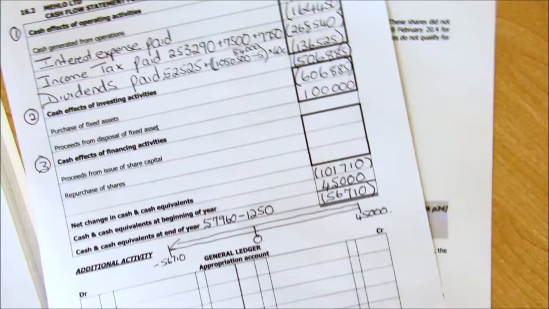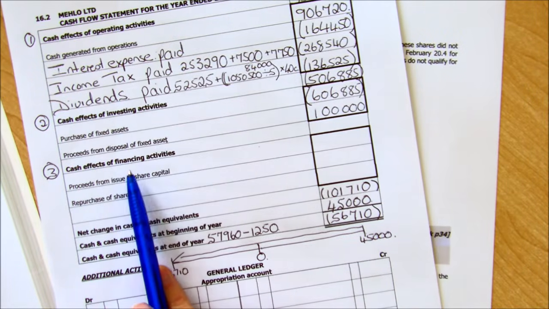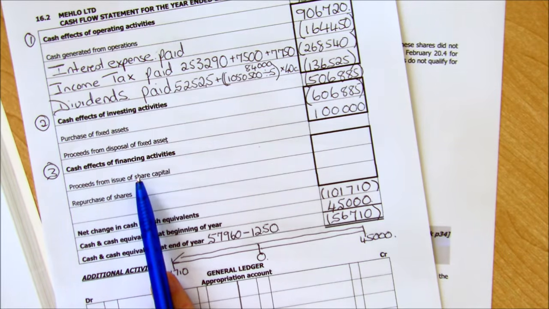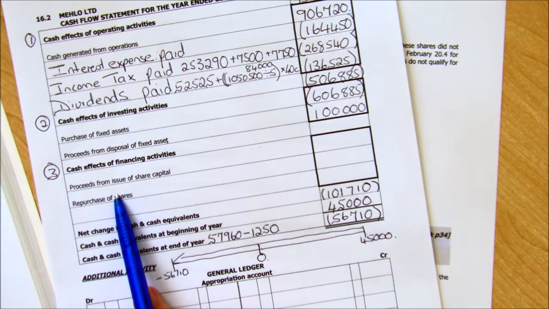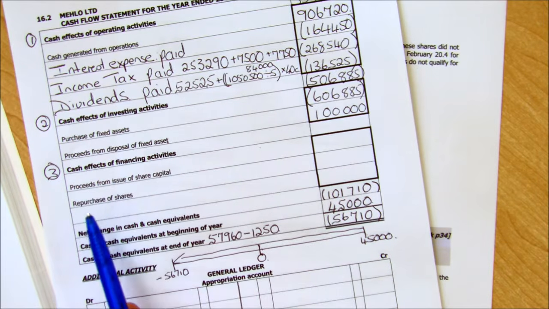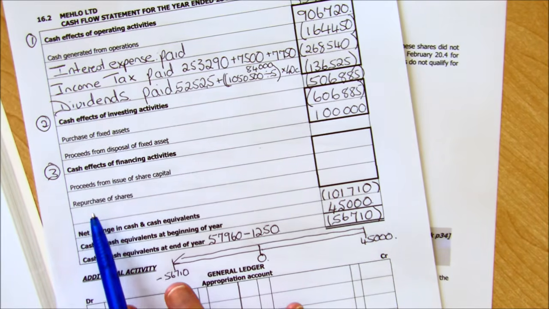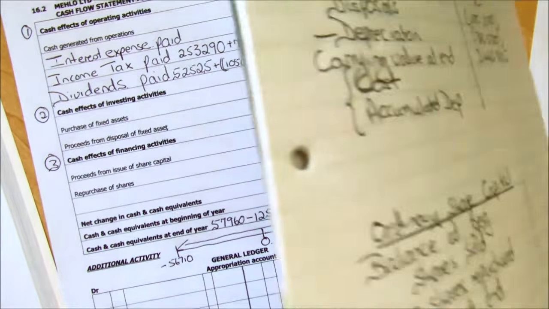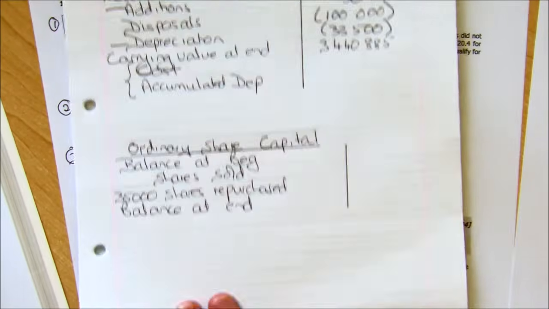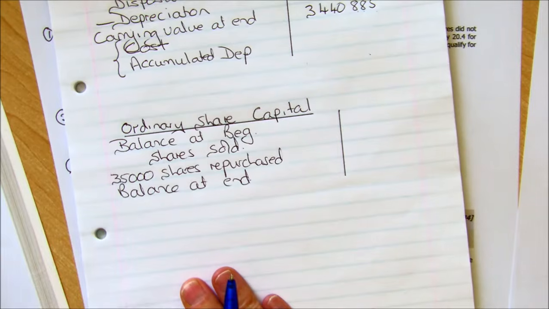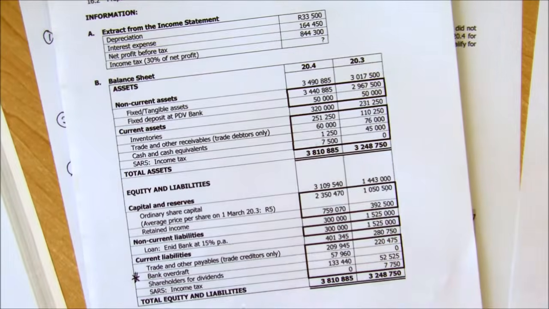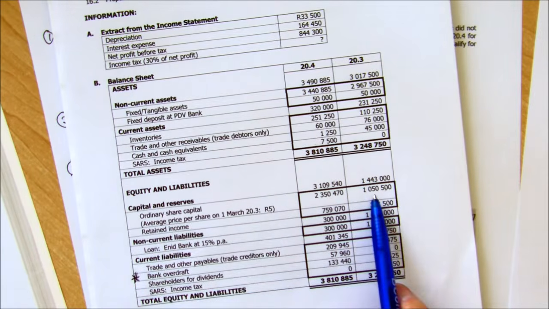Now, lastly, let's look at financing activities. Now, we can finance our company by selling shares, or we can repurchase shares. So anything to do with shares, and if there's any loans. So let's look at our shares first, and we're going to be focusing on the share capital account. Now, we know that we were given a share capital at the beginning and the end of the year.